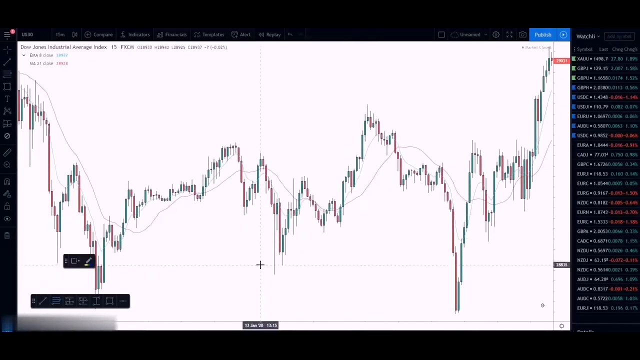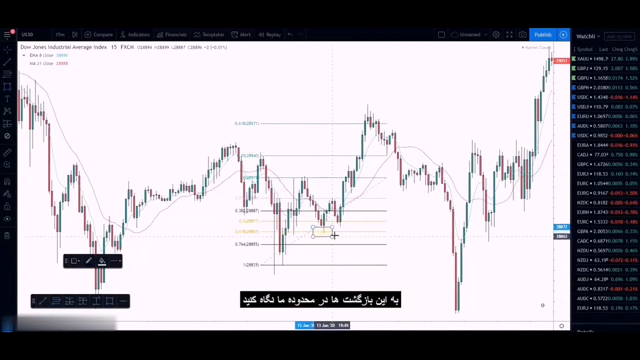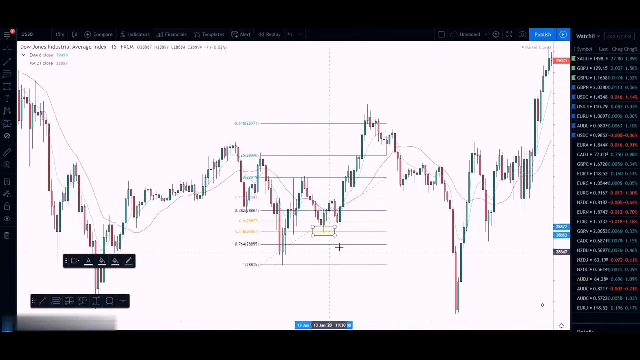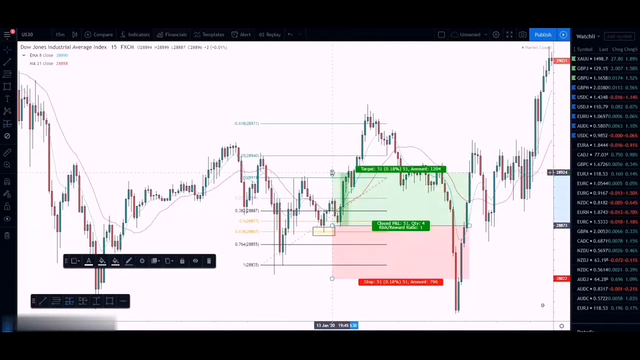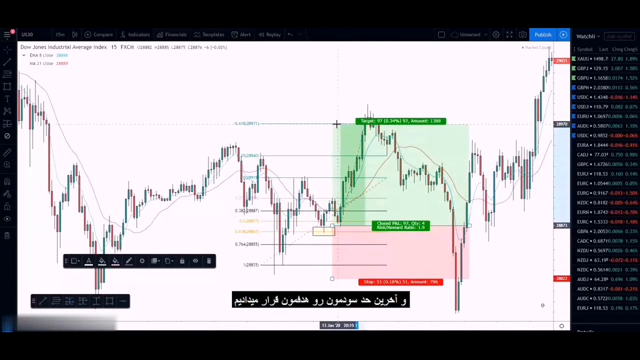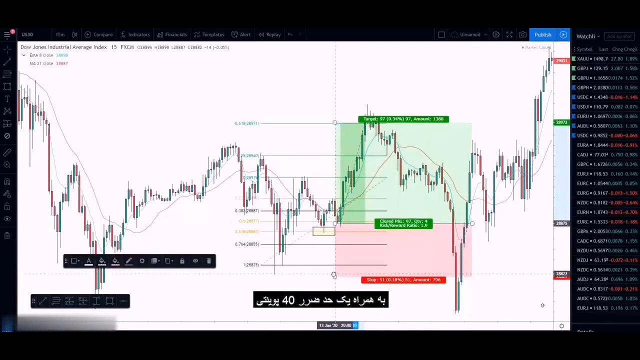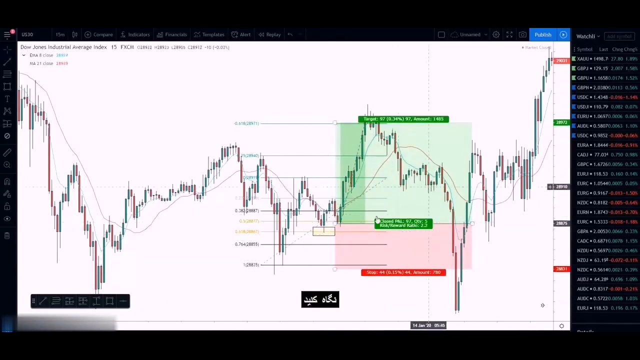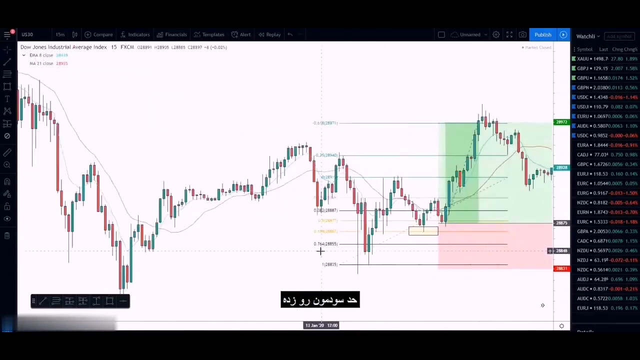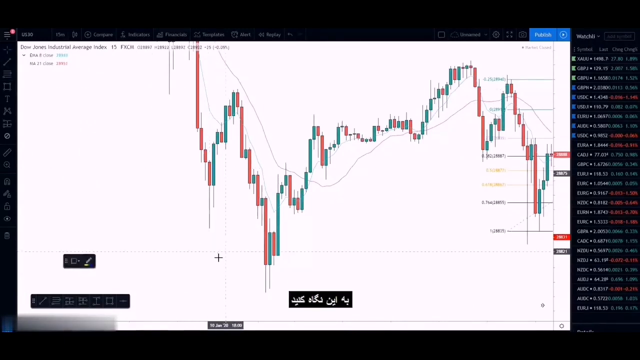Check this out. Market structure broke to the upside. Look at the rejections right here in our zone. We easily could have entered off that red rejection with our final take profit being our target and a 40-point stop loss. So this is the 40-point stop loss back in those days. Nowadays it's insane, but look at that. Take profit smashed. Same thing we're doing before. Nothing changes.